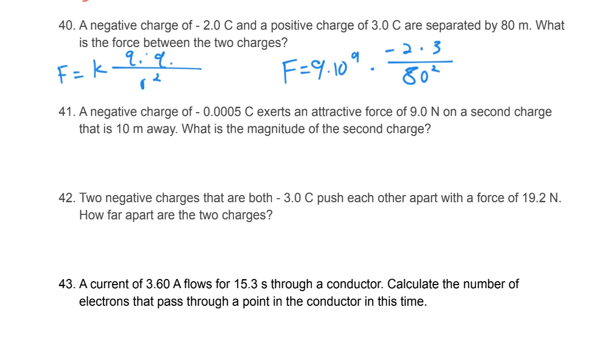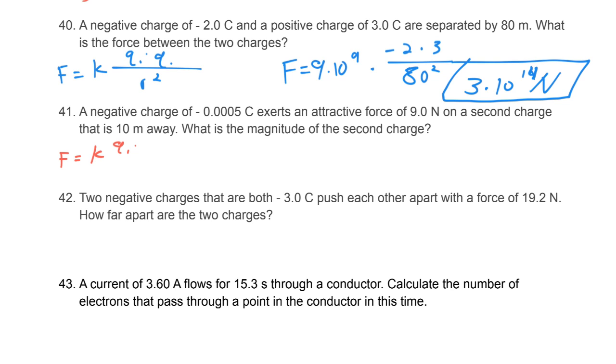And we get a very large 3 times 10 to the 14th newtons. So very large charge. And that would be towards one another because a positive and a negative charge are going to attract one another. All right, 41 is the same formula, but we're given different parts of it. So Q1 times Q2 divided by radius squared.